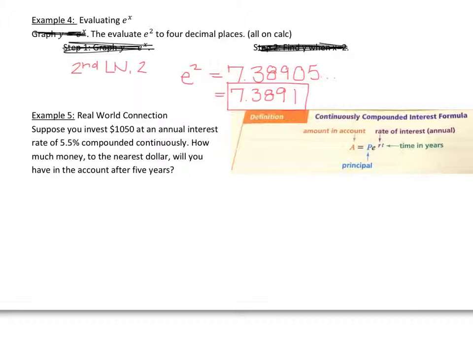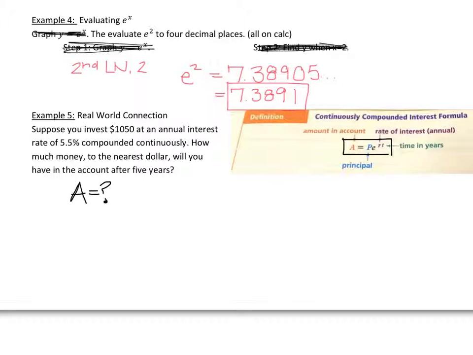Well, luckily, there is a beautiful little formula over here to the side that you are going to use for this. You're going to use that formula on your homework. It looks like A equals P e to the rt. A is the amount in the account. So that is what we are looking for. A is our question mark.